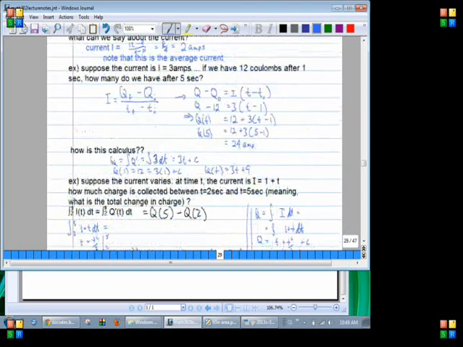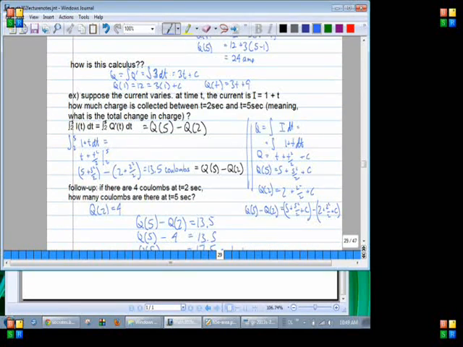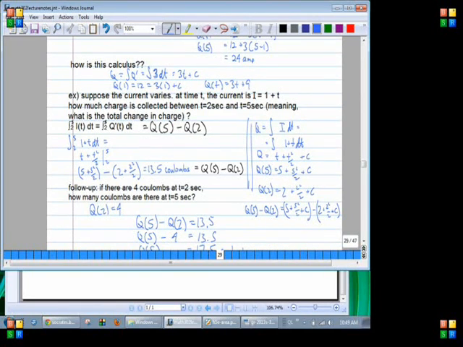So to sum up, if it's just linear, the change in q looks like this linear function. But if things aren't linear, you can't just take the slope times delta t. You need to perform an integral. And that's what Calc 2 is all about.